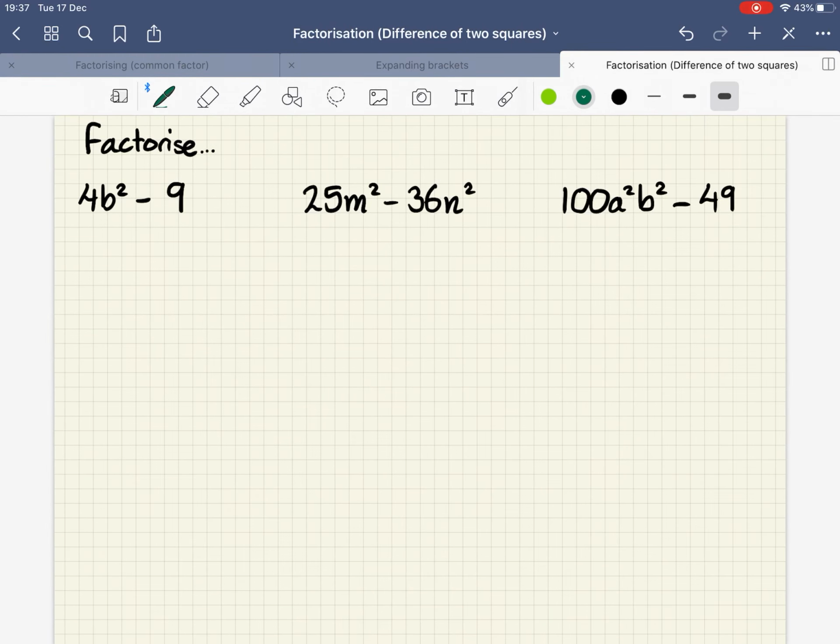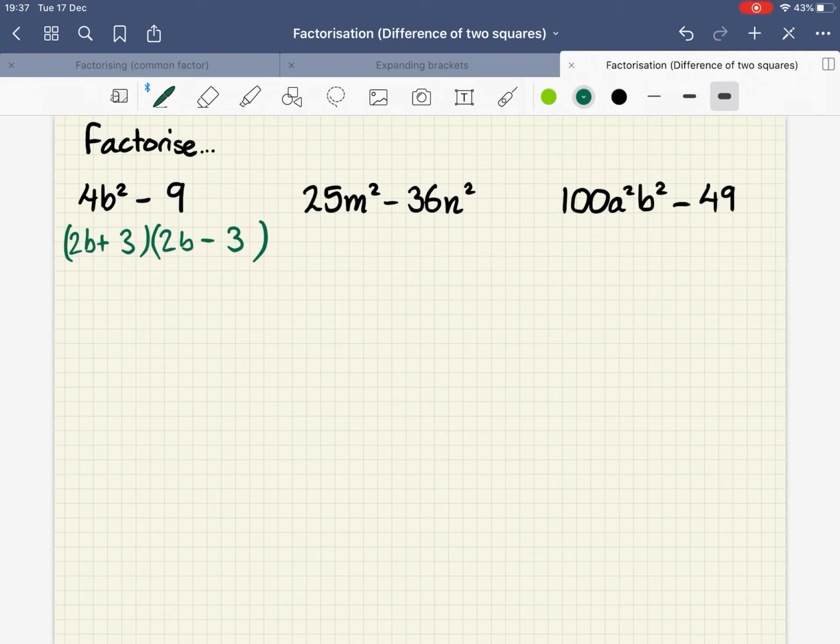So these ones here, looking at my first one. So again, just going to set up my brackets. Best way to do it, I like to think of first looking at the number, then looking at the algebra. So I think, right, what's the square root of 4? Well, the square root of 4 is 2. Then what's the square root of b squared? Well, that will just be b. Then the square root of 9 is 3.